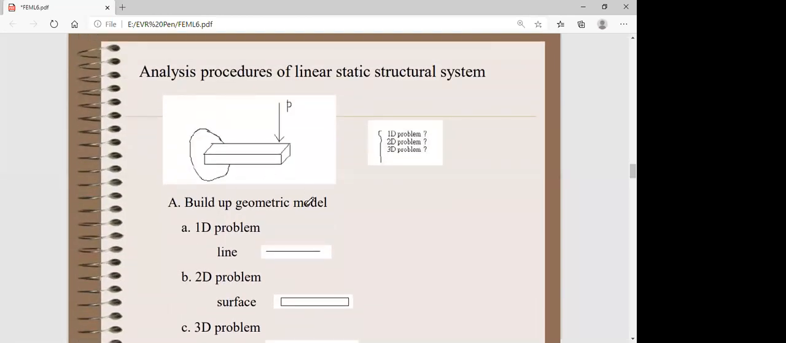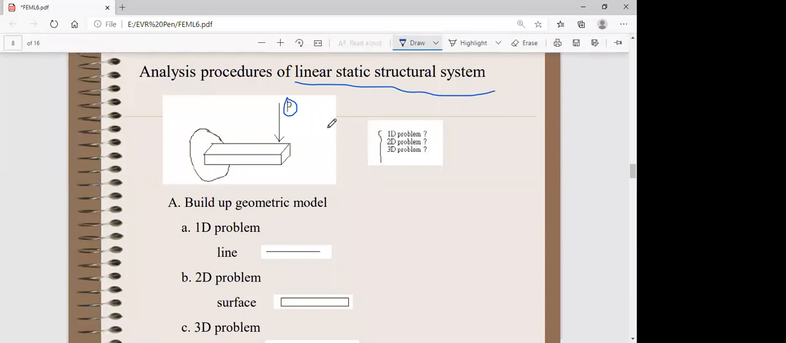Through an example, I will discuss again the procedure steps of the finite element method. The example is a cantilever beam. One end is fixed, and the other end is subjected to a point load P. This is a linear static structural system. Why is it a linear static structure? The body is in static condition and linearly elastic. The deformations obtained on this cantilever beam are within the elastic limit.